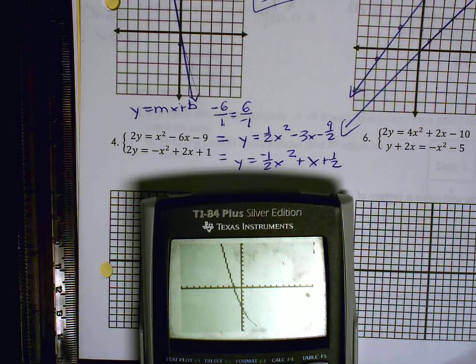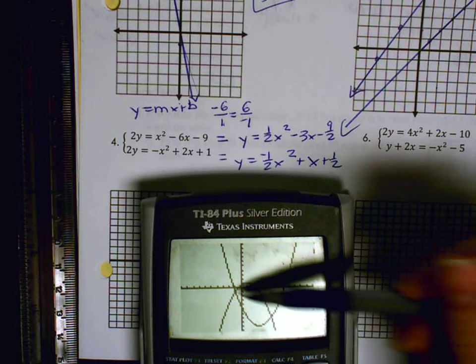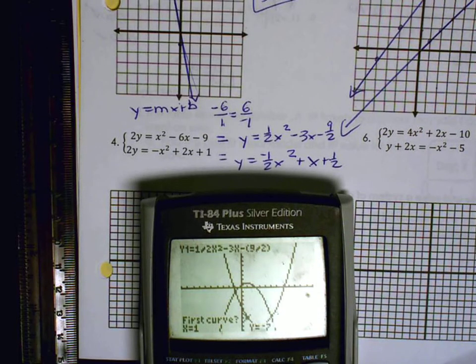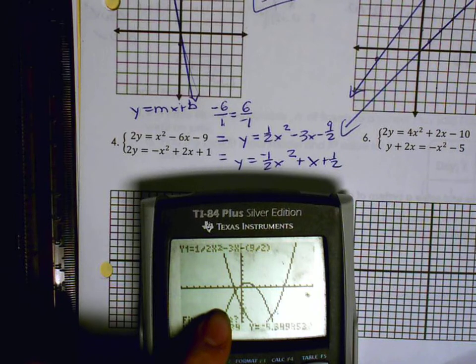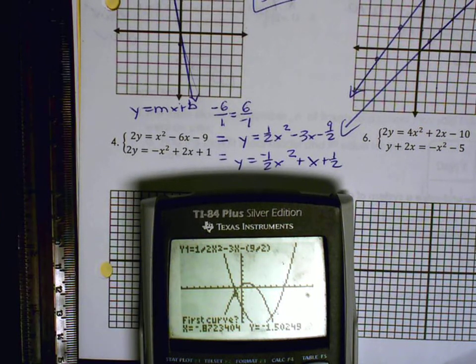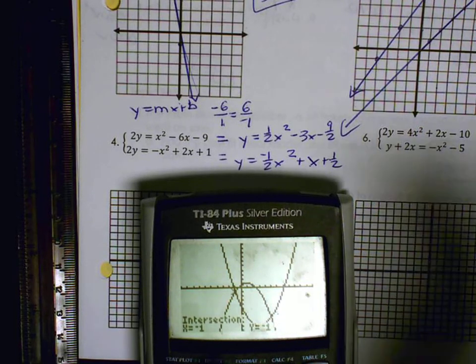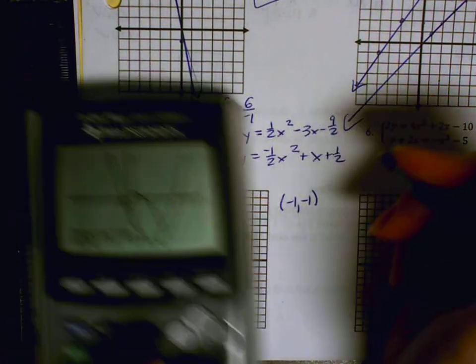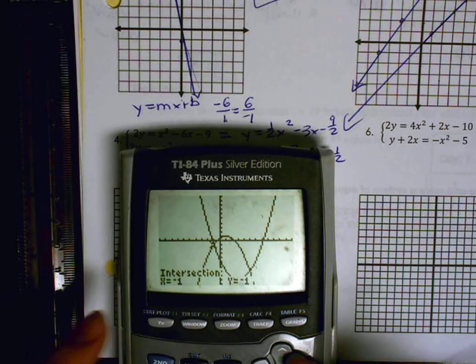So let's hit graph. We'll see what that looks like. It should be 2 quadratics. And we can see that they intersect in 2 spots. So we're going to have to do second calc intersection twice on this one. So move close to the first intersection. I'm going to do this one first. First curve, enter. Second curve, enter. Guess, enter. And here's my first answer. Negative 1, negative 1.